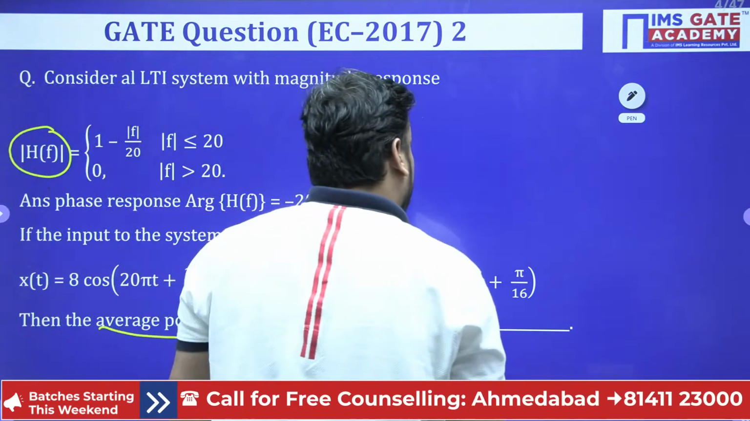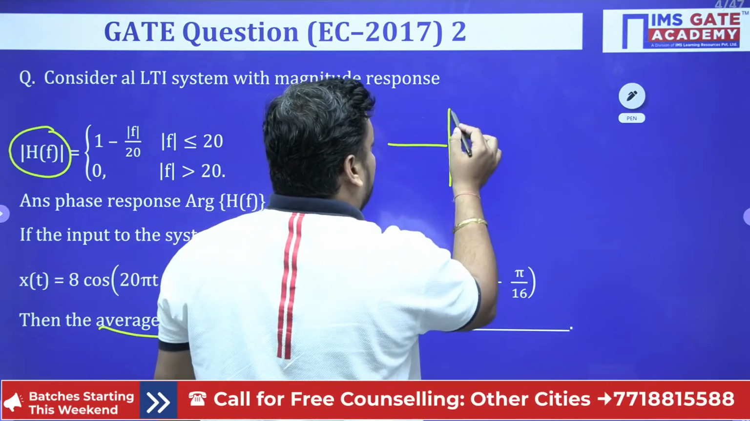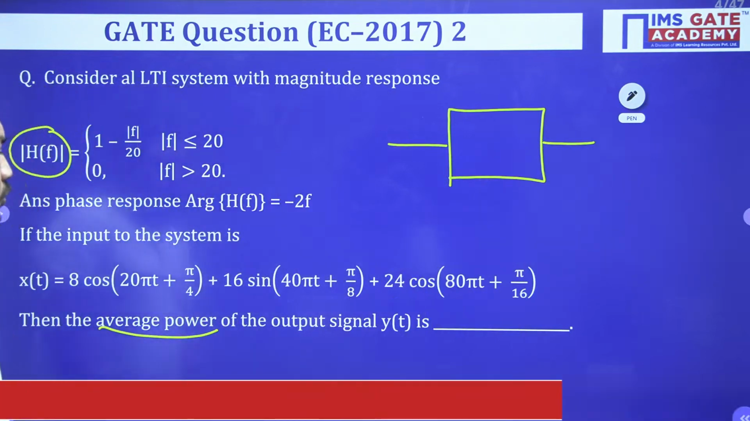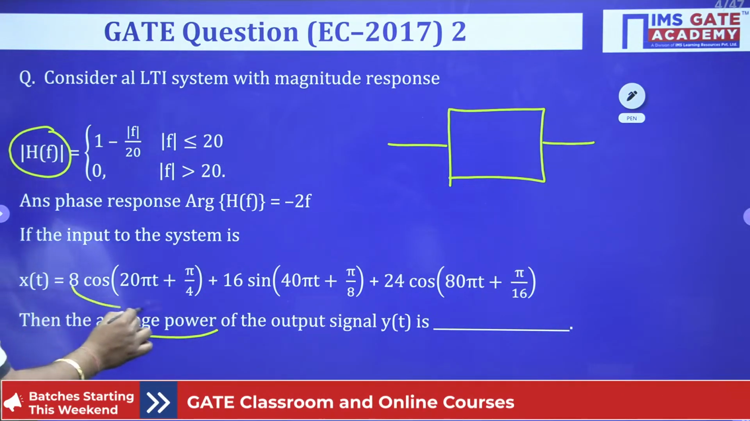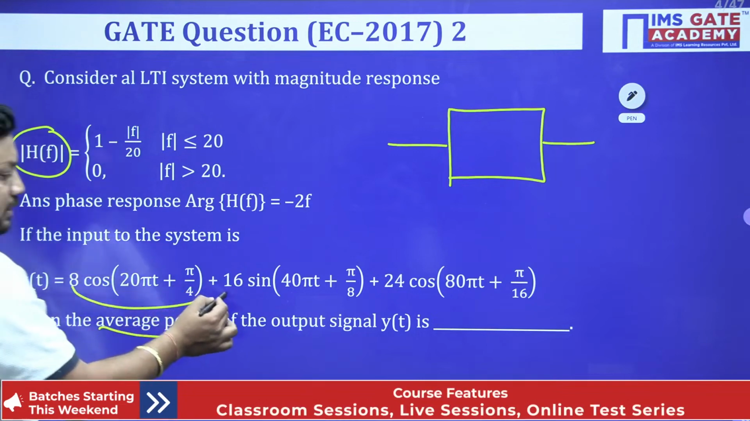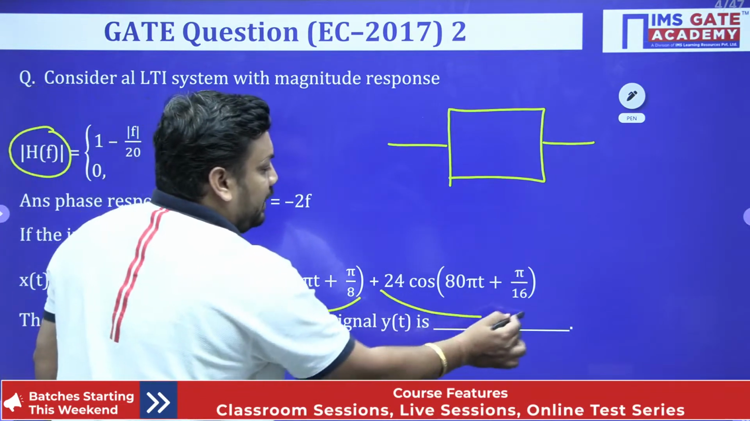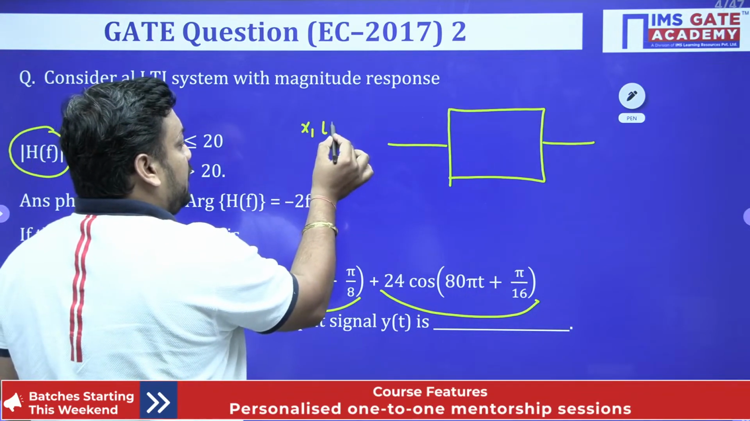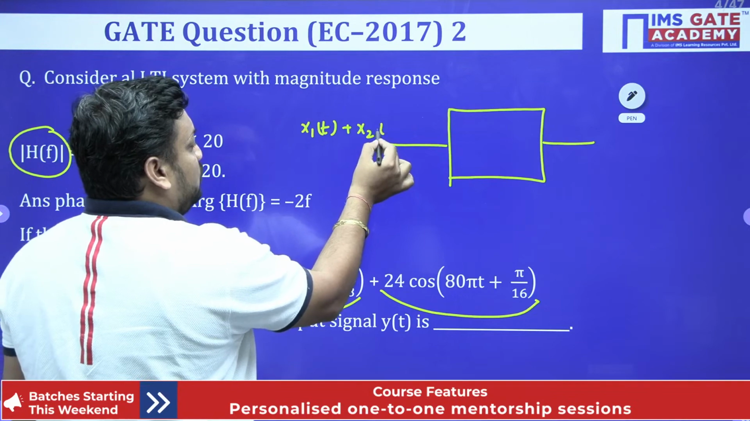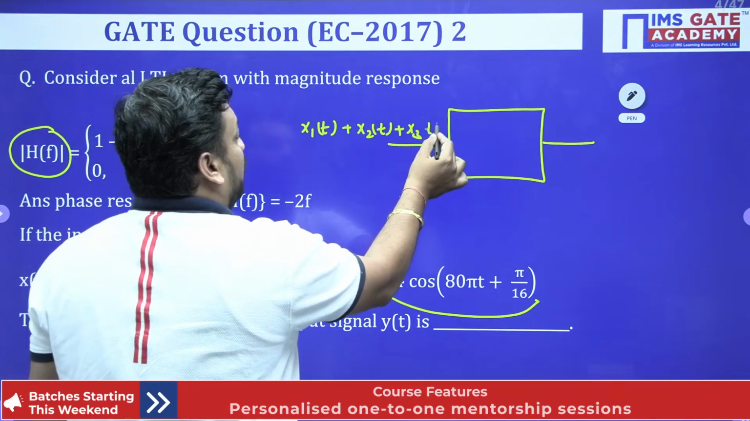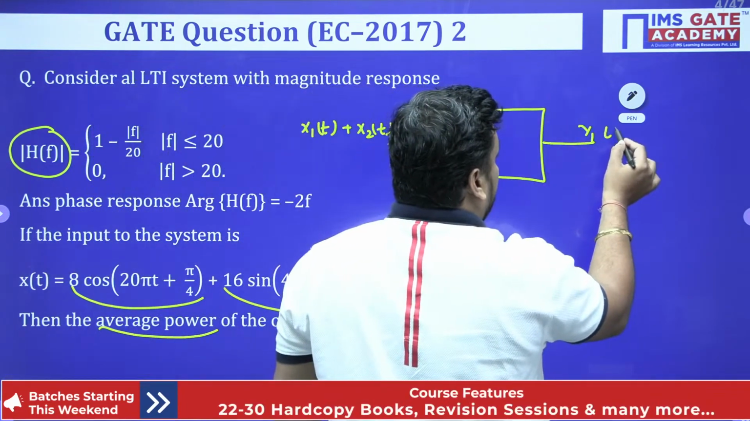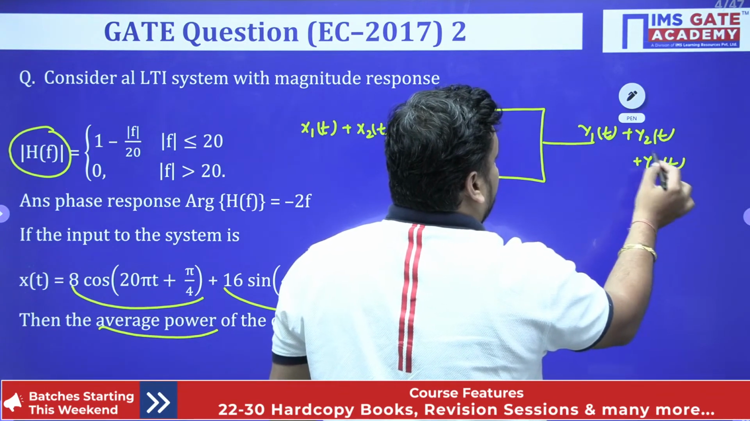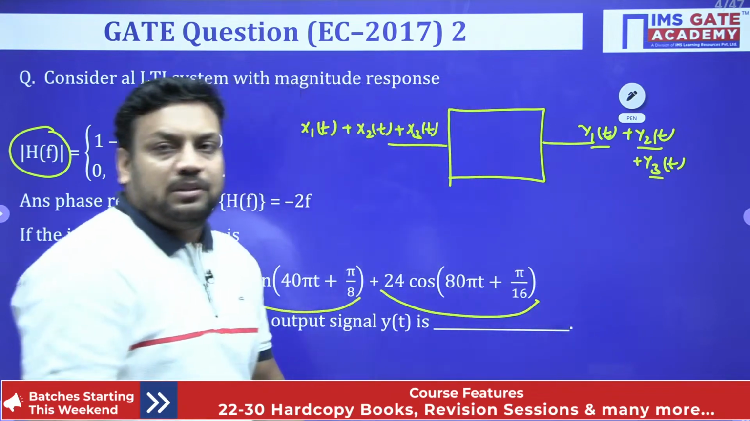And we know that for any sinusoidal input, the output is also sinusoidal, but having different magnitude and phase. So how many inputs do we have? We have x1(t), this I can take as x2(t), this I can take as x3(t). If I provide the sinusoidal input as x1(t) plus x2(t) plus x3(t), then accordingly I will get the output y1(t) plus y2(t) plus y3(t), because it is a linear time invariant system, so it follows the superposition principle.